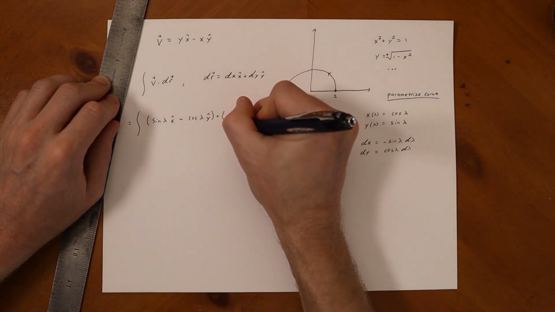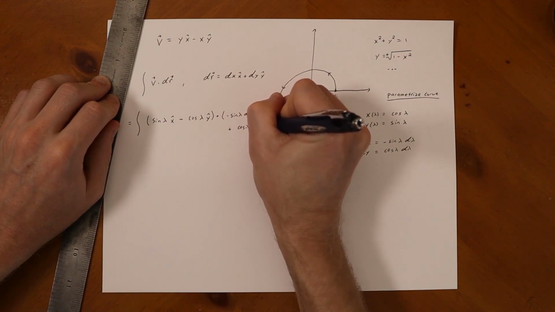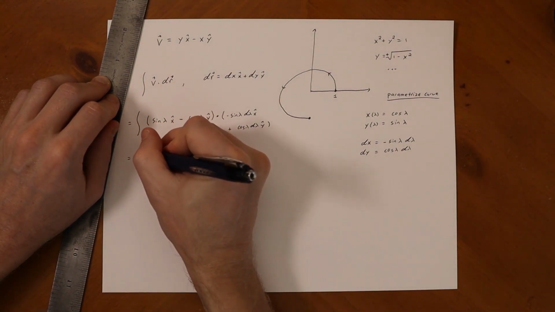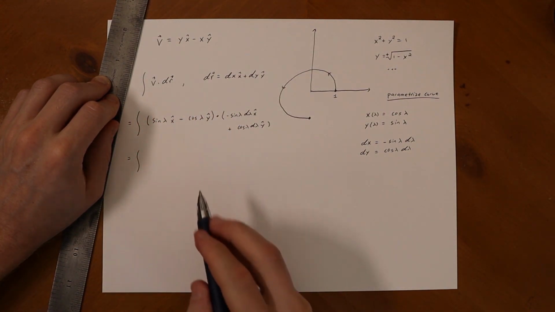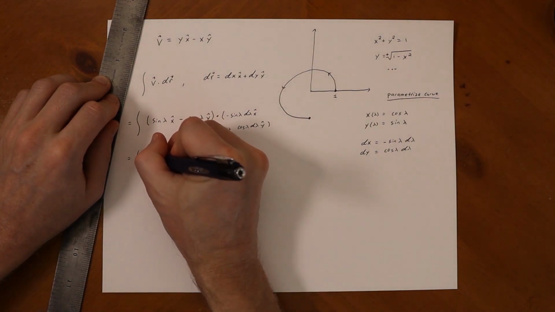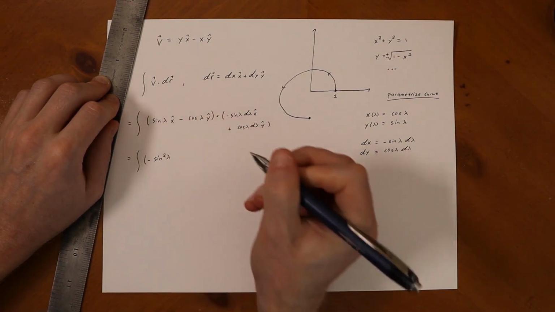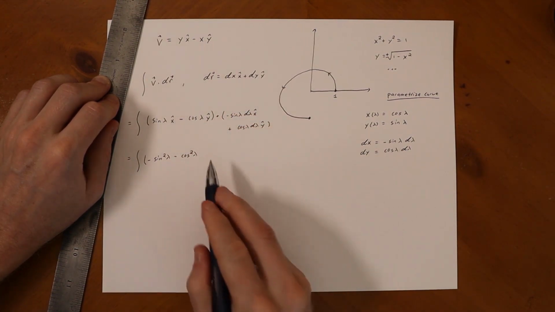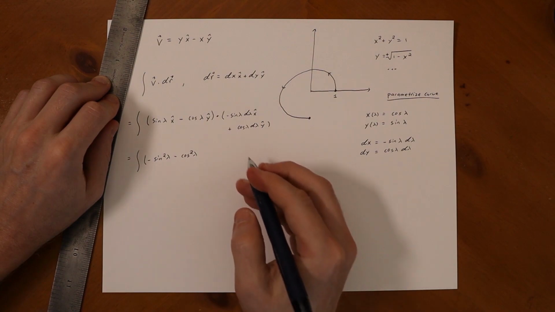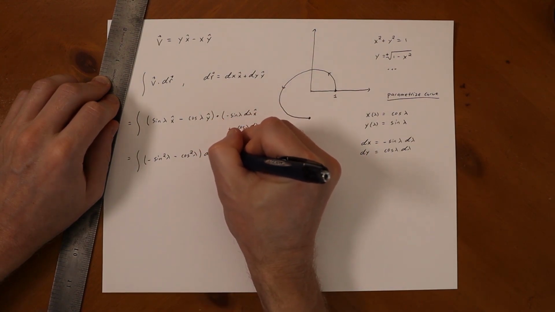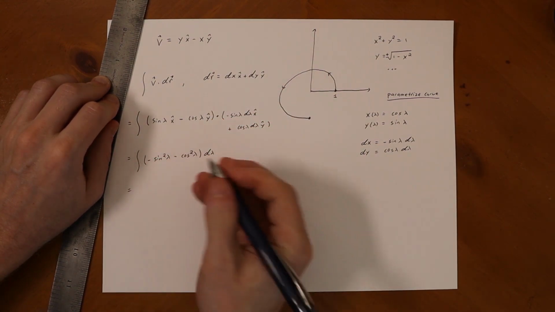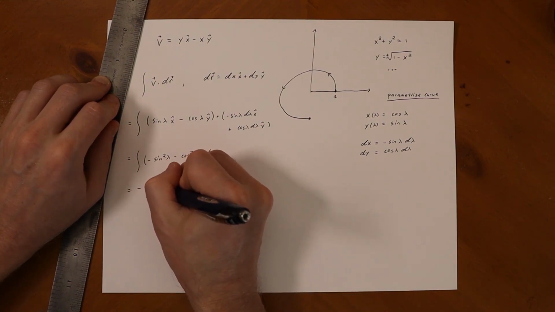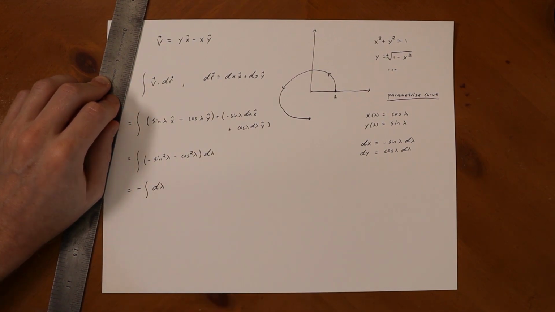And dy is cosine lambda d lambda. Now we do this dot product, and we will find that it is minus sine squared lambda from the first term, minus cosine squared lambda from the second term. Both had d lambdas. And of course, sine squared plus cosine squared is 1, so this is just minus the integral of d lambda.